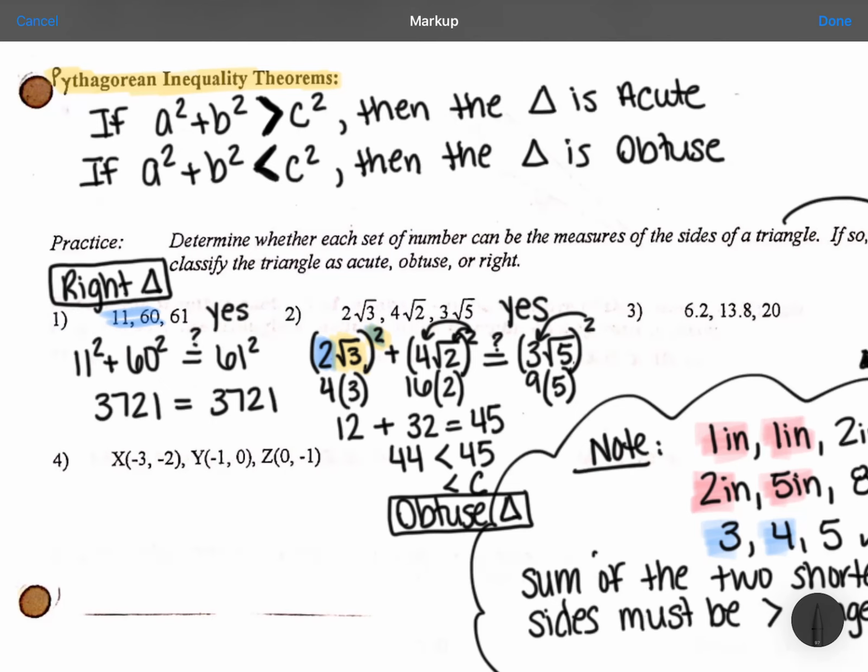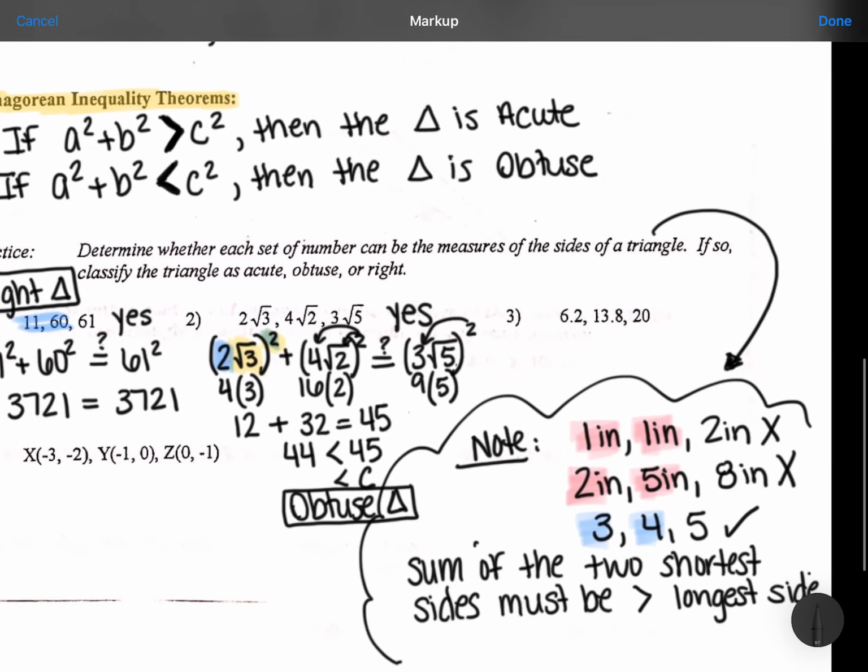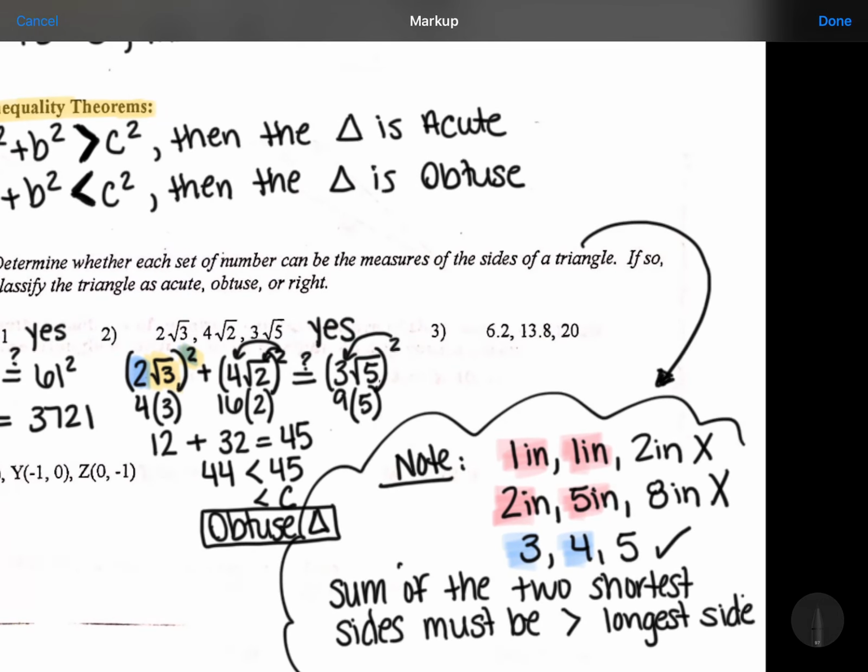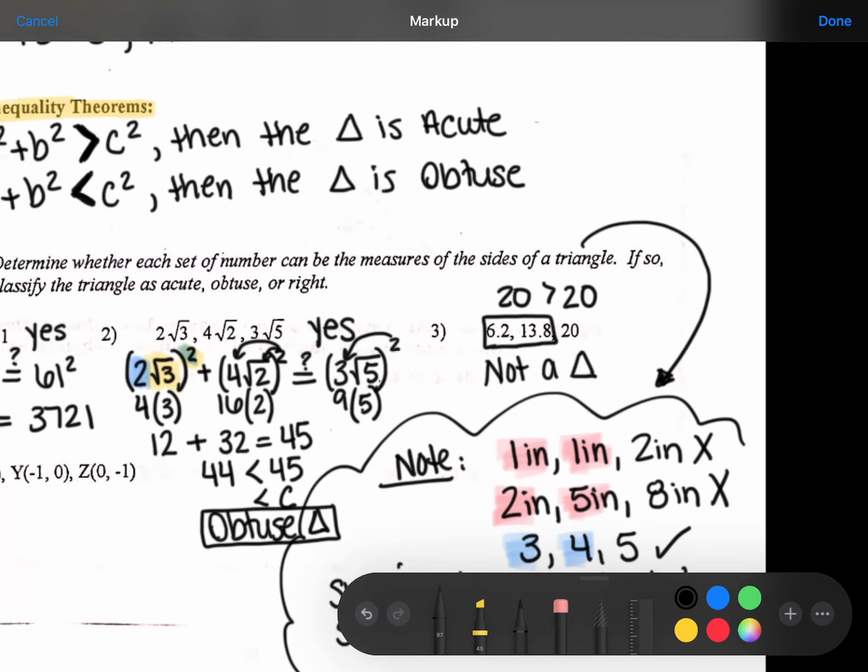All right, let's take a look at number 3. First, we have to determine, is this a triangle? How do we do that? We add the 2 smaller sides together. So 6.2 plus 13.8 is 20. That has to be greater than the 3rd side, and it's not. So this cannot be sides of a triangle. So this is not a triangle. So we are not going to classify this as acute, right, or obtuse because it's not even a triangle.